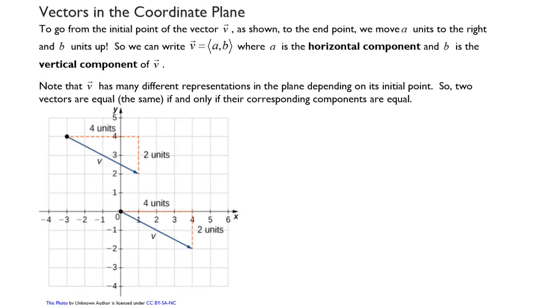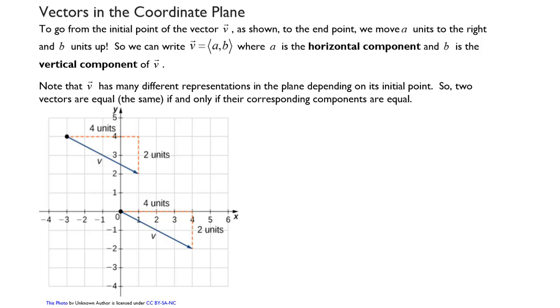Now let's look at vectors in the coordinate plane. To go from the initial point of the vector v, as shown, to the end point, we move a units to the right and b units up. So we can write the vector v as equal to open pointy bracket a comma b close pointy bracket. It's kind of like coordinate points, but not quite. We note that a is the horizontal component and b is the vertical component of the vector v.